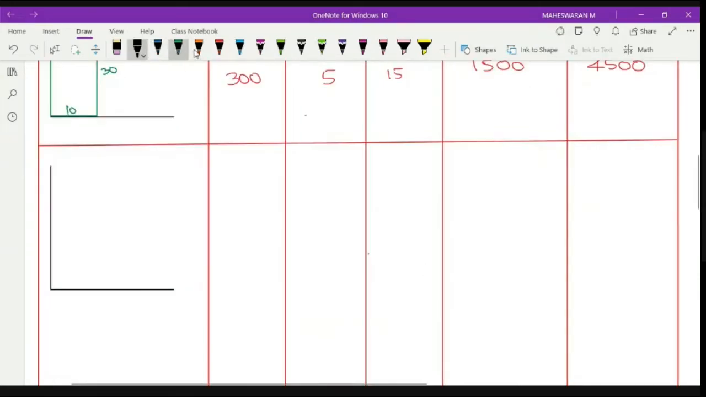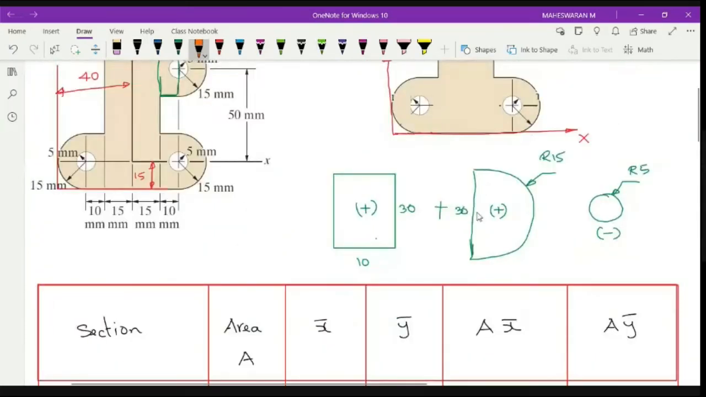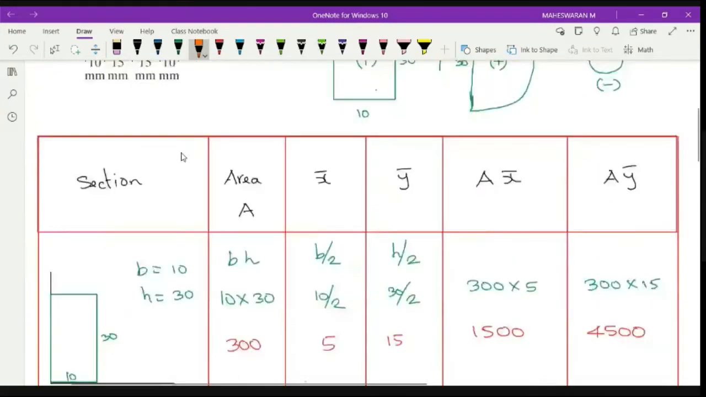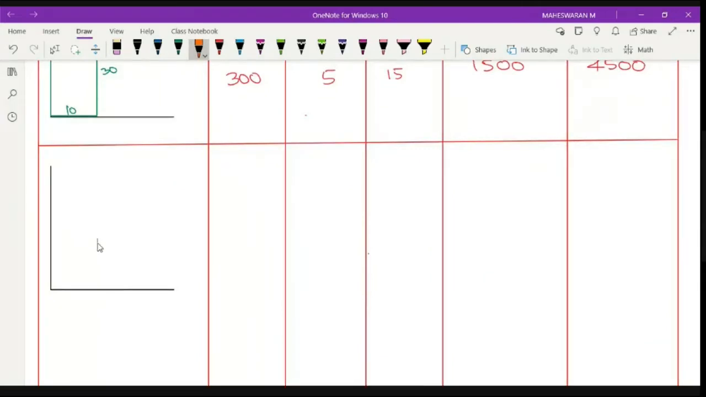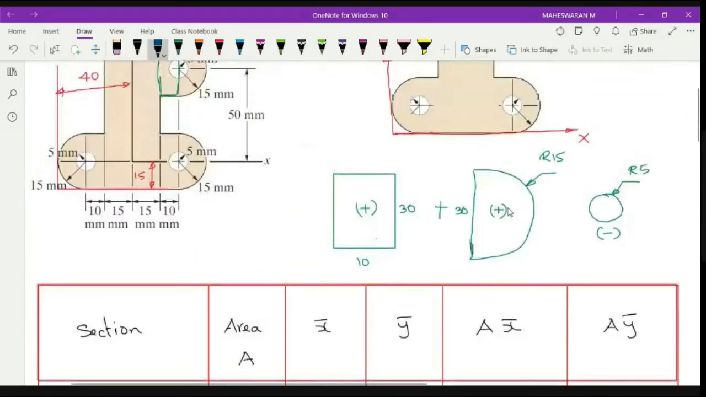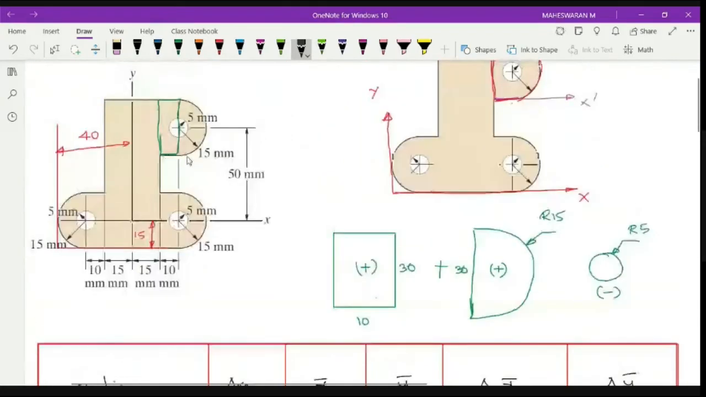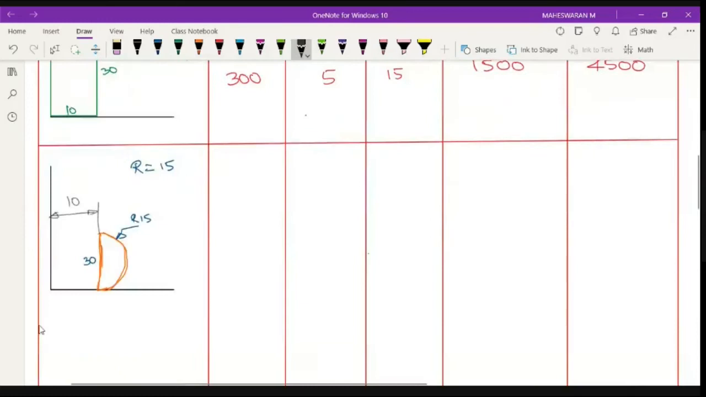Now if I consider the next dimension, you have a semicircle. Where is my semicircle? My semicircle is here. So this is my axis, and it is offset by 10 mm from the axis. So I can draw my semicircle here. The dimension is 30 and radius is 15, so I will write R is equal to 15. This semicircle has an offset distance of 10 mm from this axis.